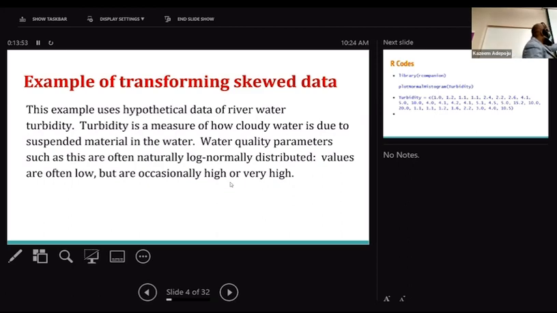Now, look at what I want to talk about. I want to talk about water quality, the quality of water that we drink, right? And I want to look at the turbidity.